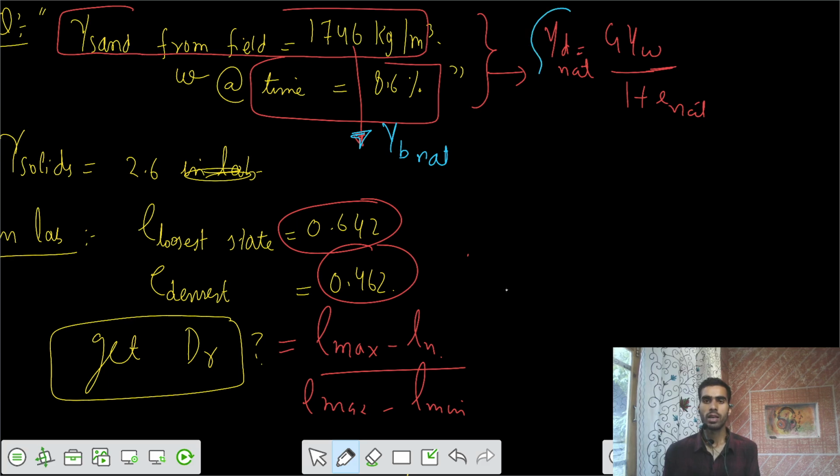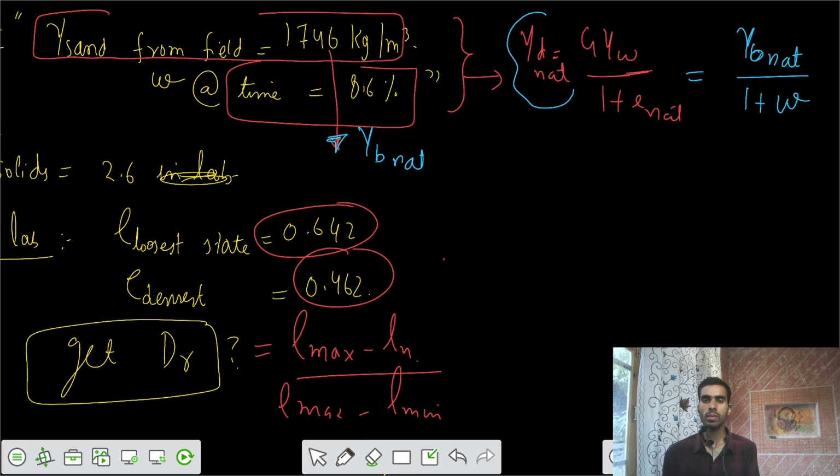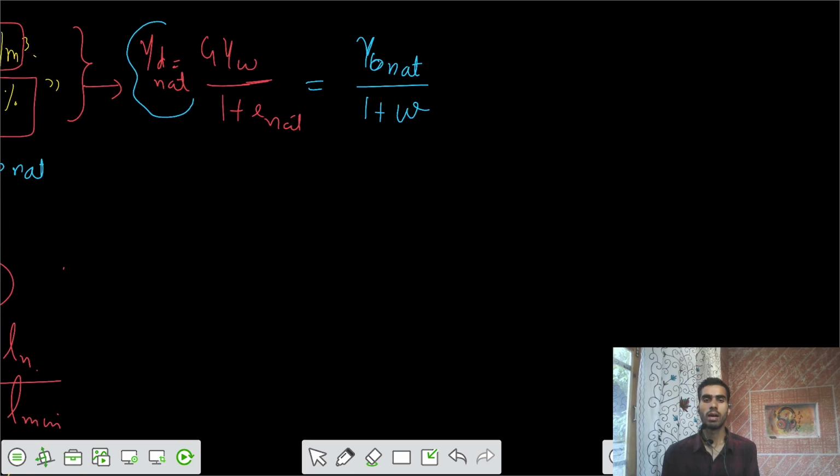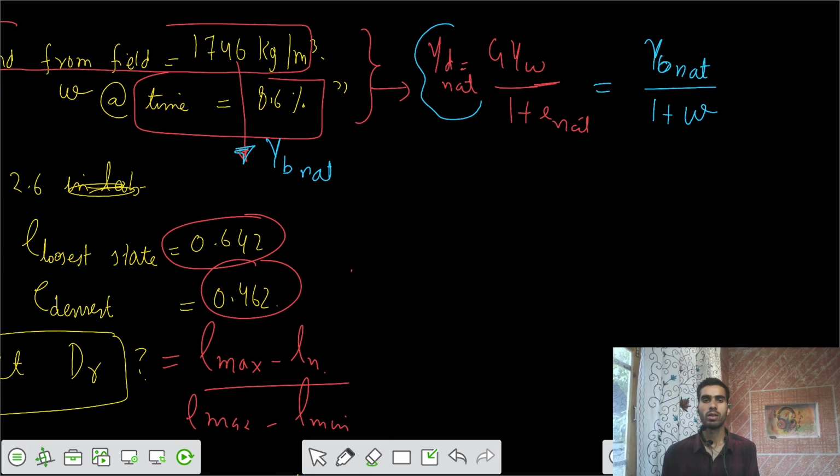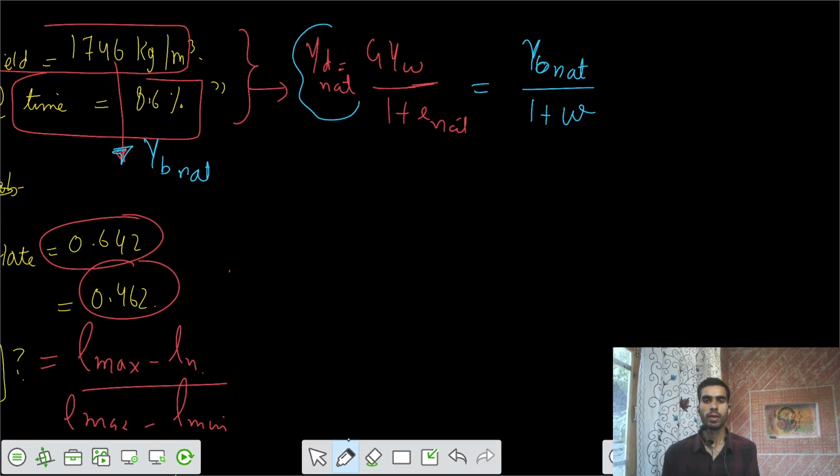weight in the natural condition is, we have the relation, gamma bulk of the natural condition divided by 1 plus water content. Do you know that relation? That is gamma dry is equal to gamma bulk by 1 plus w, the water content. So we can have that concept here.